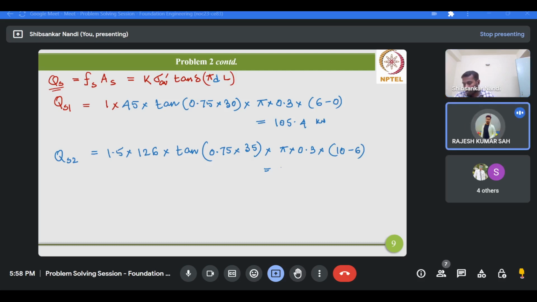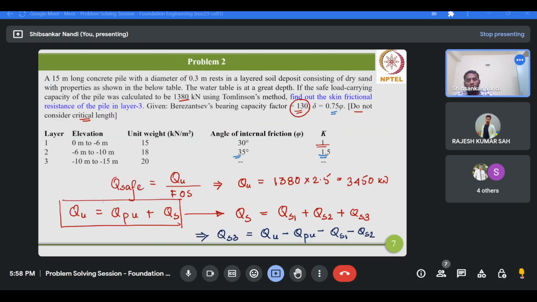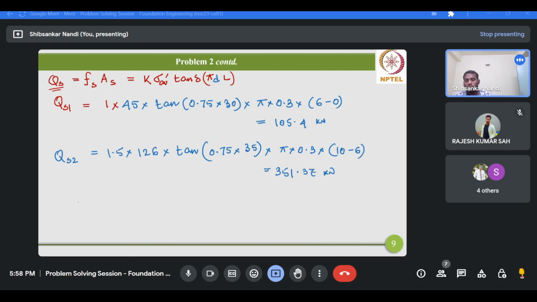351.37. Yeah, very good. 351.37 kilonewton. Okay, so now I think we can easily calculate the contribution coming from the third layer. Okay, so QU we know, QPU we know, QS1 we know, and QS2 we know. So from this equation, QS3 would be QU, the ultimate resistance, minus the point bearing resistance, minus the skin friction resistance contributed by layer 1 and layer 2.